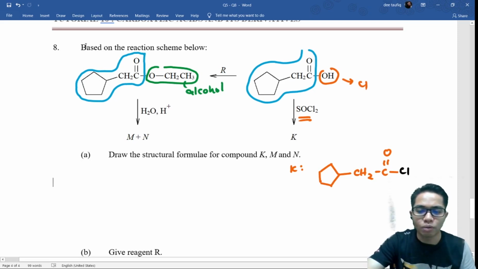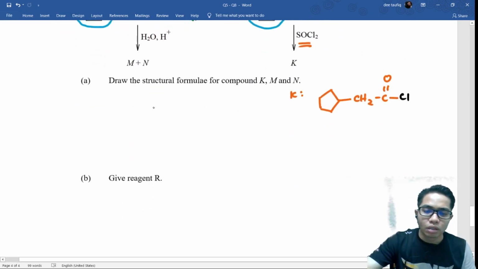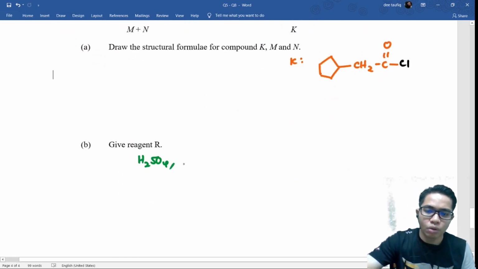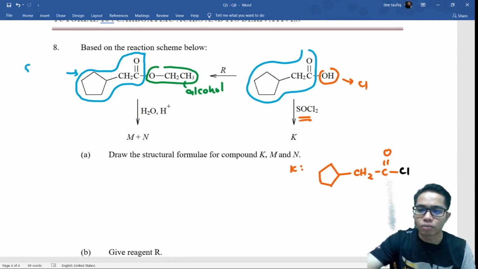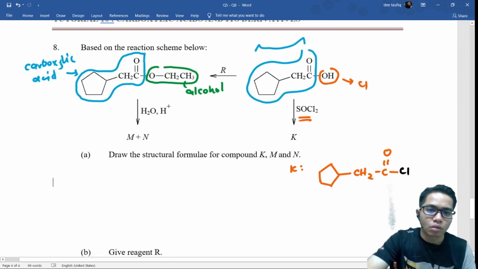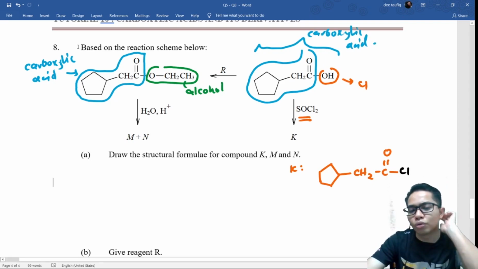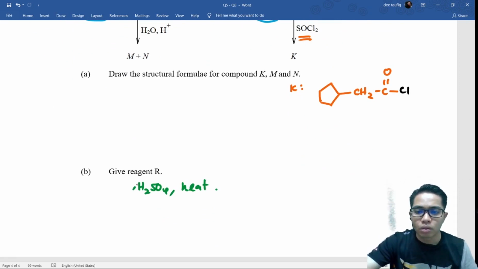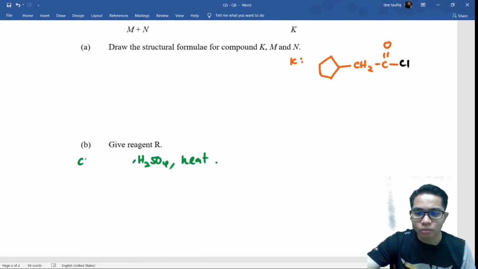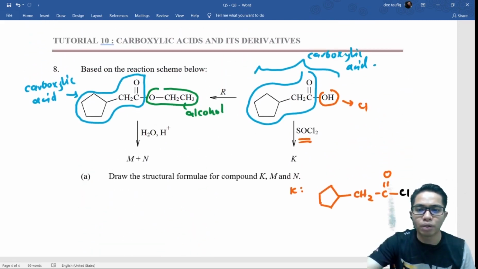So R, dia suruh bagi R tu apa? So R is H2SO4 and heat. Sebab alkohol dah ada kat sini. Biru ni kita punya carboxylic acid. Which is yang inilah. Ini kita punya carboxylic acid. Dah. So carboxylic acid plus alkohol akan dapat, oh tak boleh, kena ada satu benda. Kita CH3CH2OH, so etanol lah. CH3CH2OH with sulfuric acid and heat. Tiga-tiga ni kena ada baru boleh dapat kita punya structure yang ini.